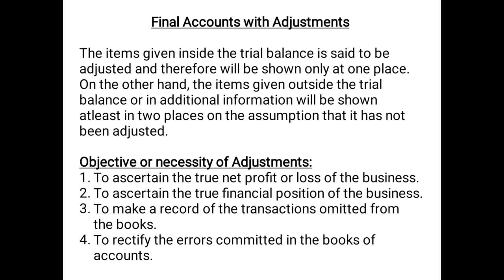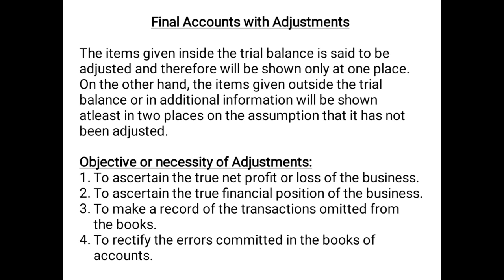Now, as you can read here, the items given inside the trial balance are said to be adjusted because we assume that it is already adjusted, and therefore it will be shown only at one place. On the other hand, the items given outside the trial balance, either we say it is given outside the trial balance, or in adjustments, or in additional information, means the same, will be shown at least in two places on the assumption that it has not been adjusted.